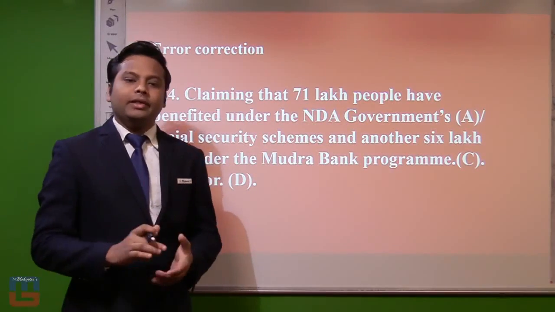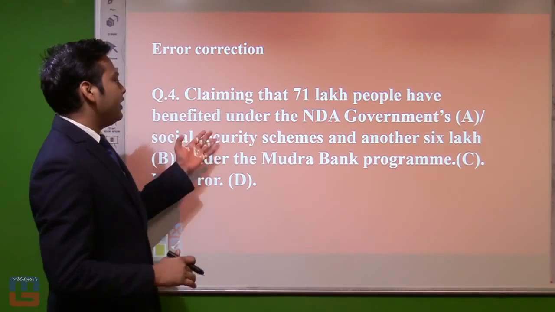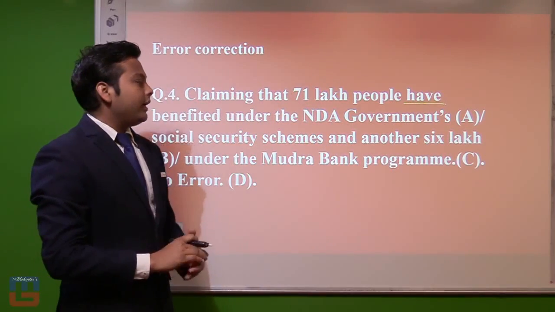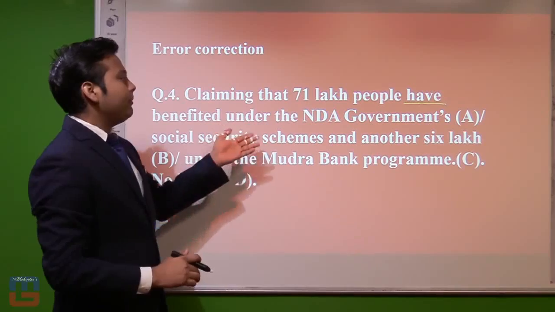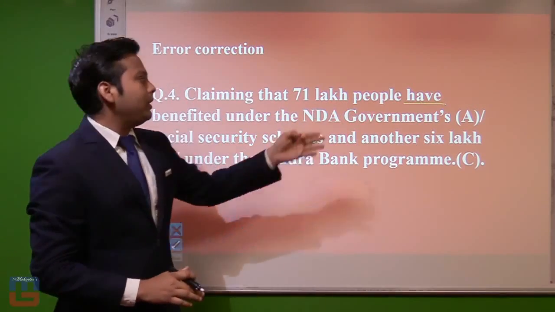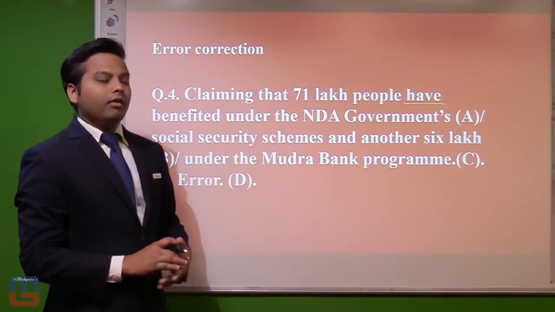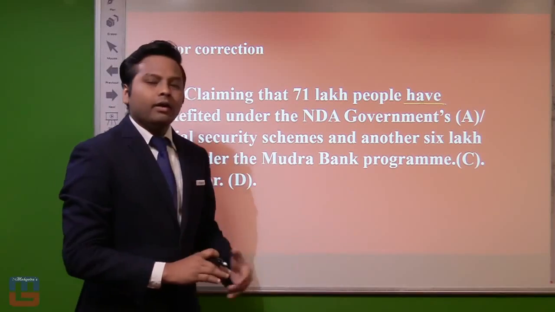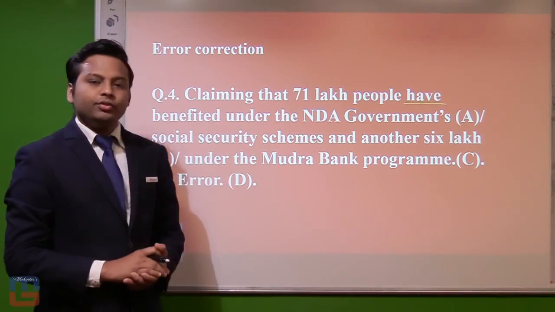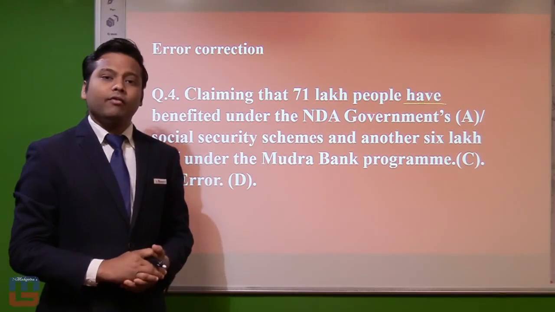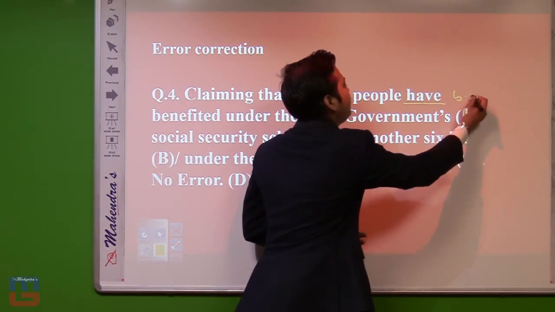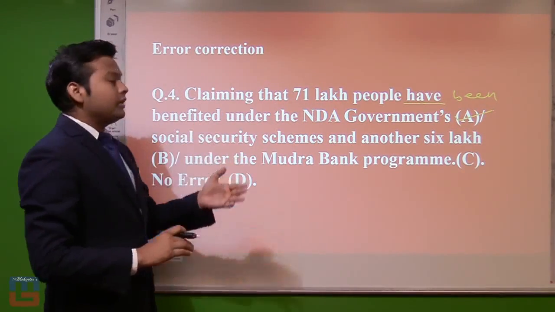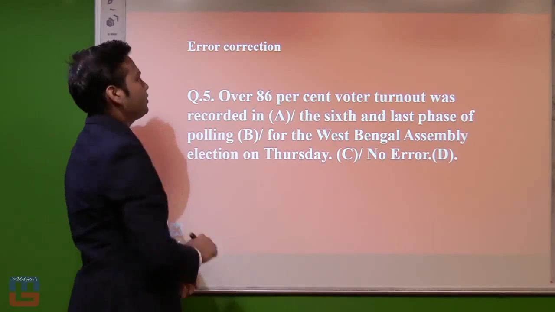Moving on to the next question. Claiming that 71 lakh people have benefited the NDA government. Here we can clearly see have is incorrect. Here we have to use have been. How many people have been benefited? 71 lakh people have been benefited under the NDA government's social security schemes, and another 6 lakh under the Mudra Bank program. So here we can find our error in option A. The correction lies in option A, that is have been should be used. So that is for question number 4. Our answer is A.